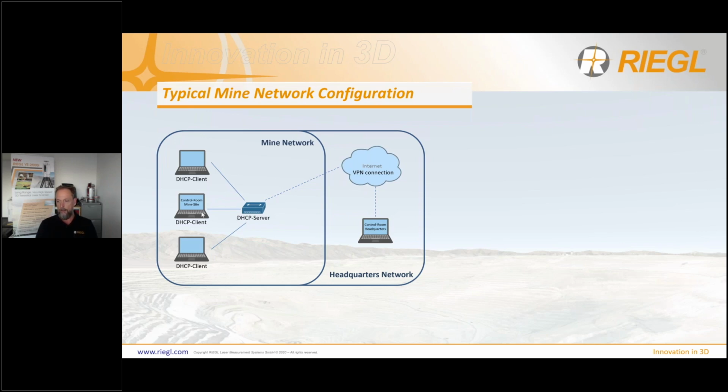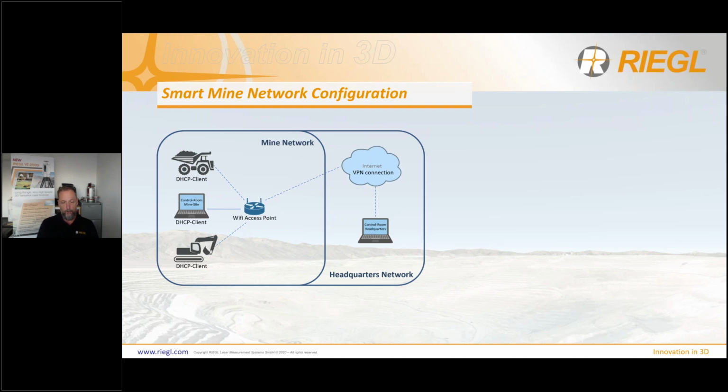So this is a typical network as it is running in every company. Also at RIEGL we have such a network, and for example we have other office rooms which are far away from the headquarters, and we have similar VPN connections to get access to our network. So this is a standard network. But what makes a standard network a smart mine network configuration?